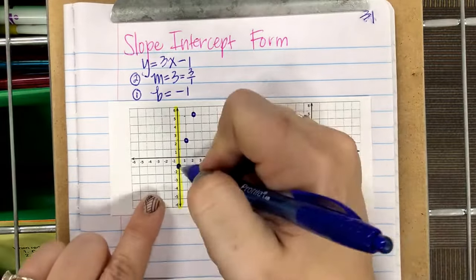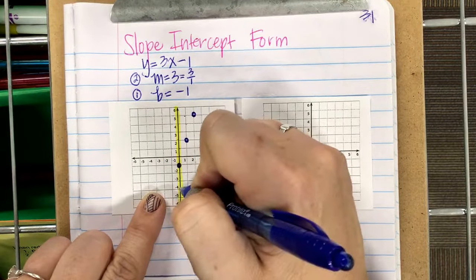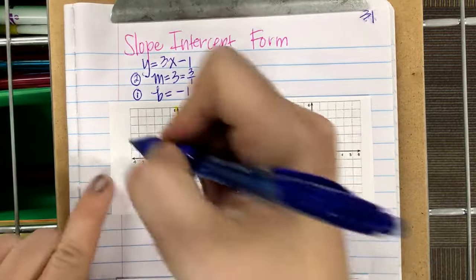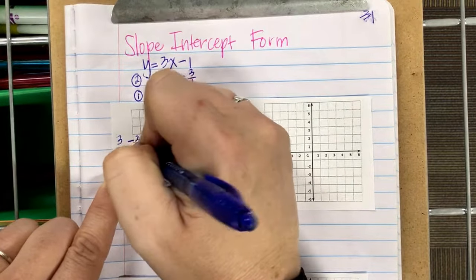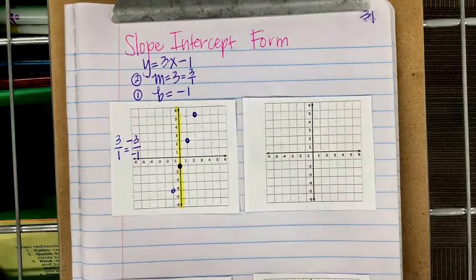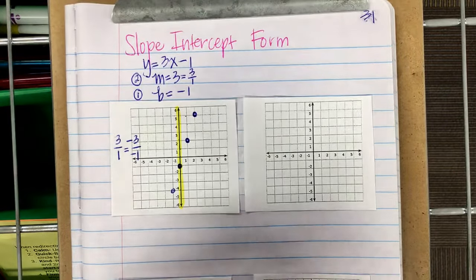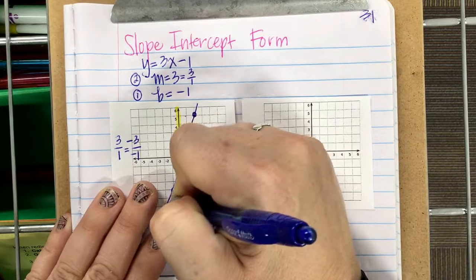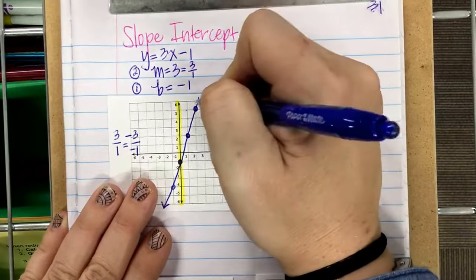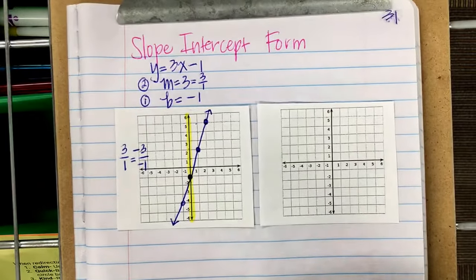I can go down 3 and left 1 because 3 over 1 is equal to -3 over -1, correct? Then I connect all the way through the graph and draw arrows.